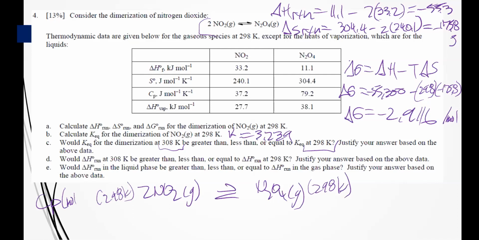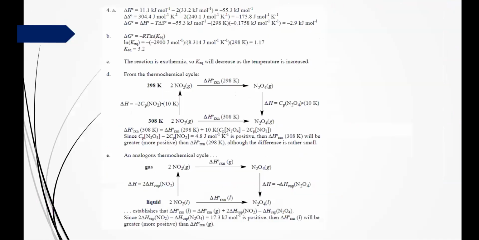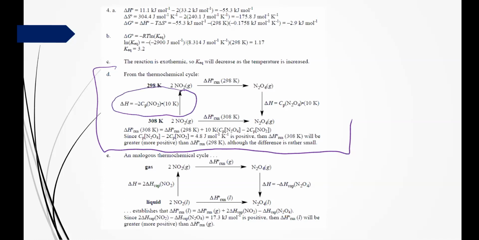moles of our NO2. And this one would be CP and the moles of our N2O4. And so that's what they're showing you here, is that change, right? It's our enthalpy between these two, if we're comparing this cycle, we've needed to add in enough heat to go from 298 to 308, or from 308 to 298. And so we're trying to figure out whether this change is going to be a positive or a negative.